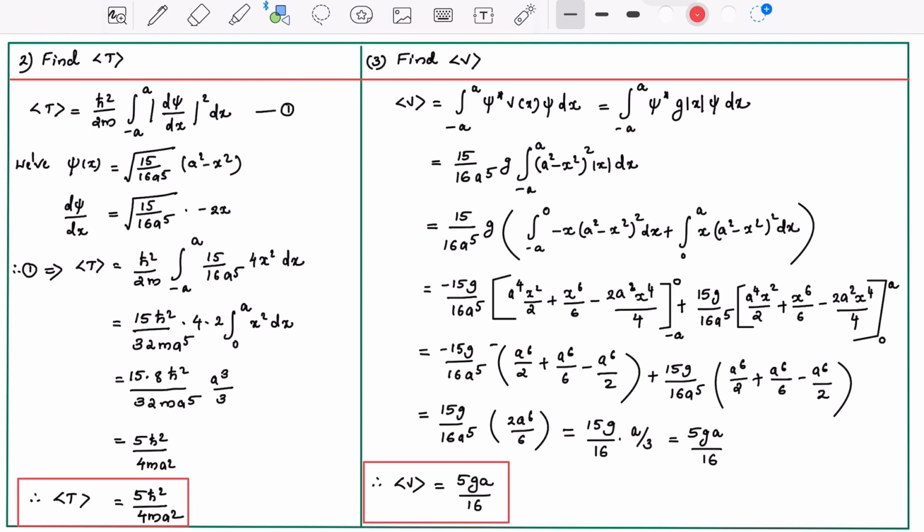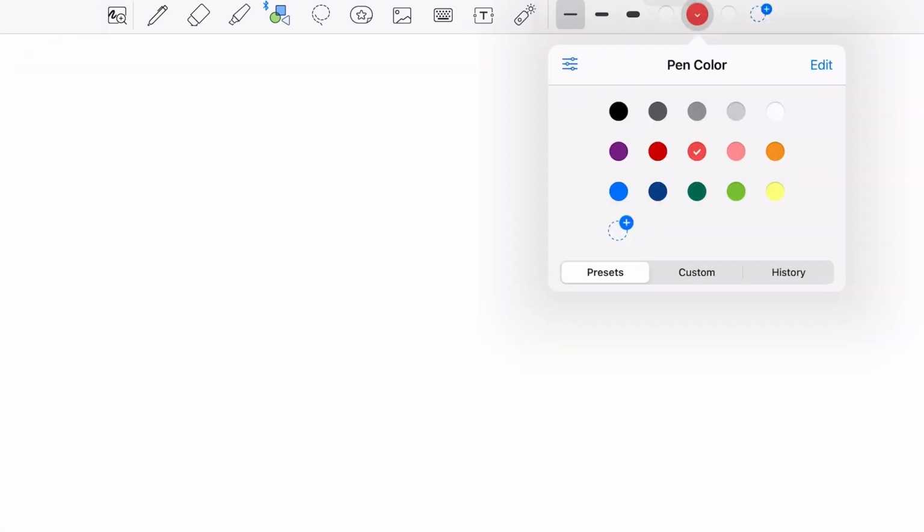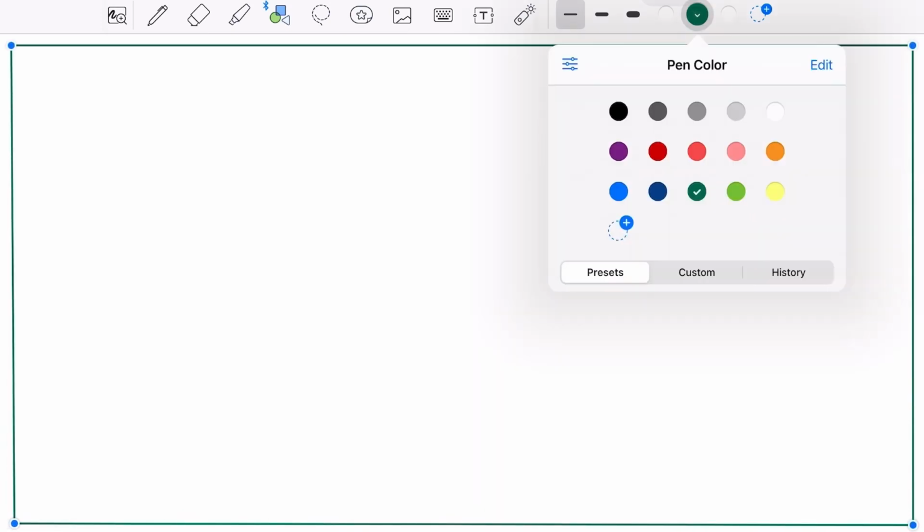Now, our Hamiltonian becomes the sum of these two. So, in the next step, let us write what is our Hamiltonian. We have evaluated the expectation value of kinetic energy and the expectation value of potential energy. The expectation value of the Hamiltonian H is the sum of these two. So let us write first the Hamiltonian.